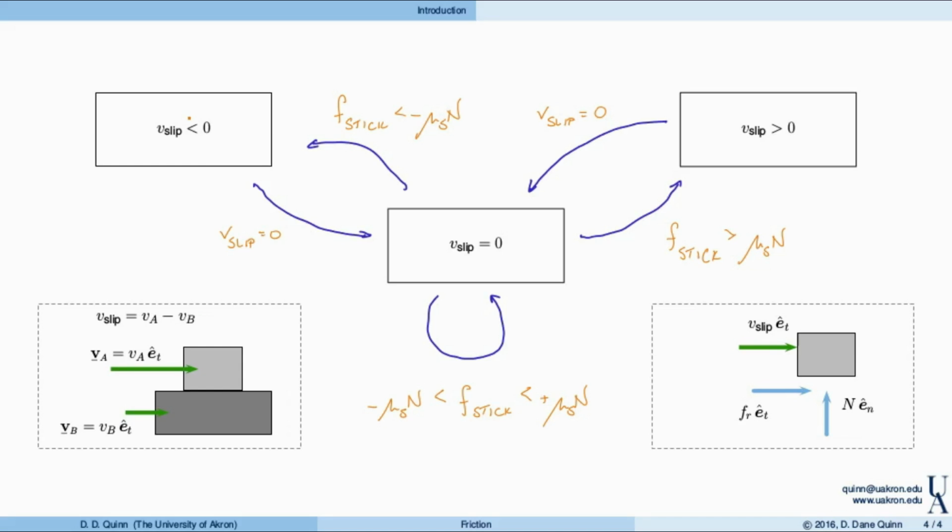So that's a pretty good description of friction in general, looking at slip velocities, coefficients of friction, and normal loads. And of course this is more complicated because you have these transitions in the problems. We'll cover some of that in future examples.